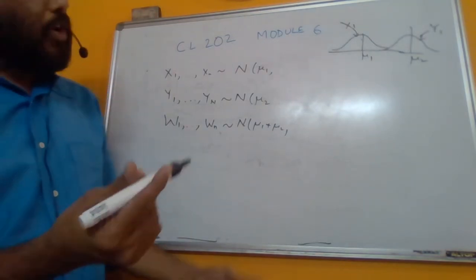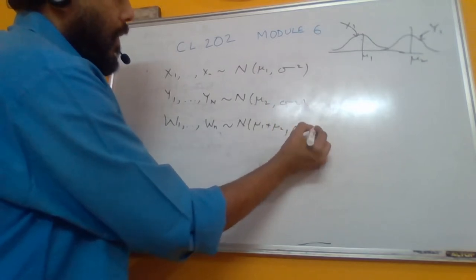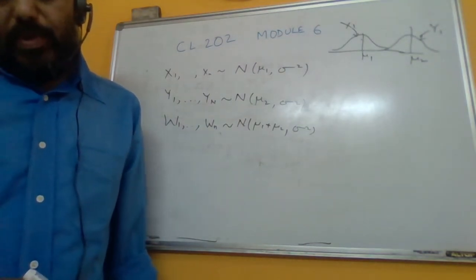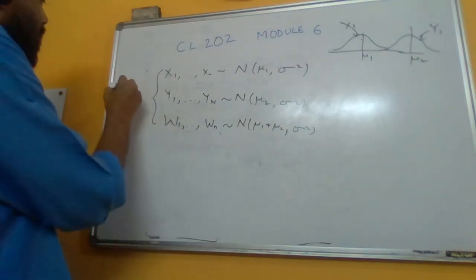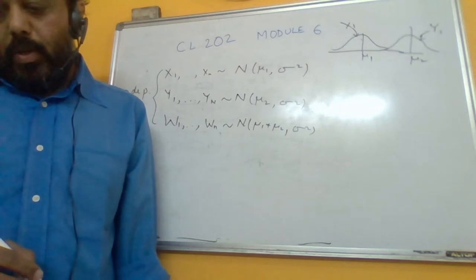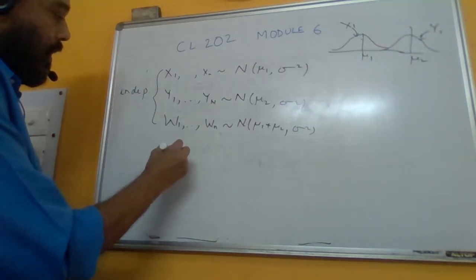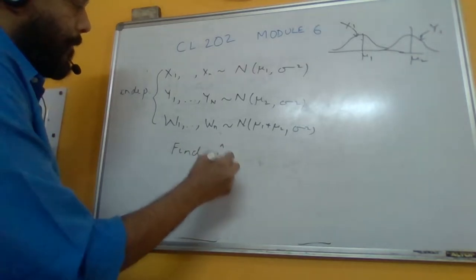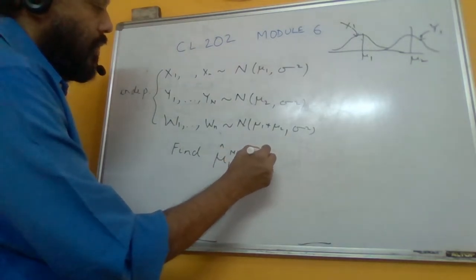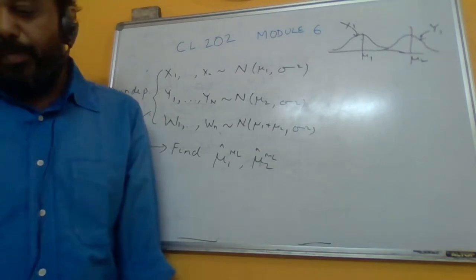It says that they all have a common variance, so let me write that variance as sigma square. And it tells me that you can assume all three different random variables to be independent. The question is, find the maximum likelihood estimator of mu1 and mu2. So I have to find mu hat 1, maximum likelihood, and mu hat maximum likelihood for 2. And you have to be able to use all these samples in making that estimate.